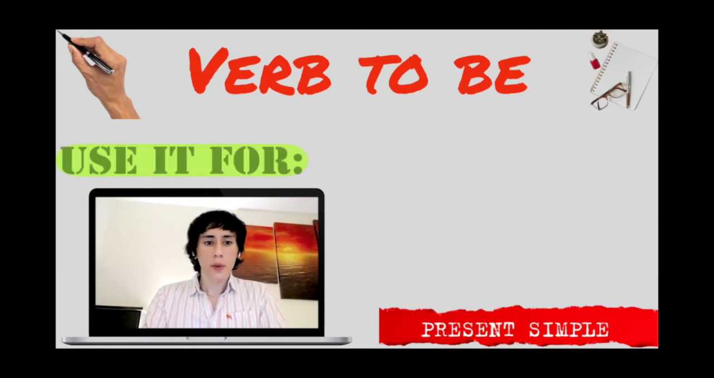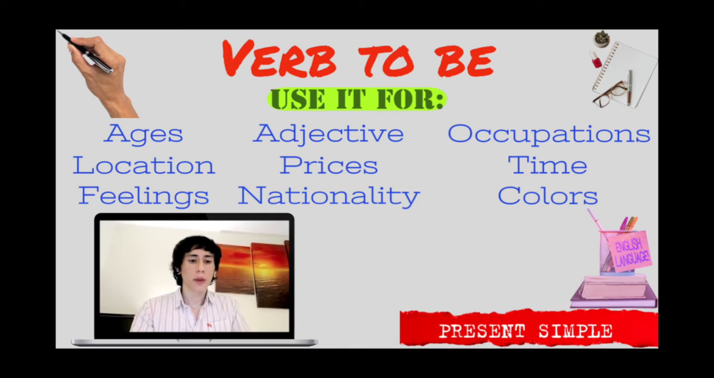For the verb to be, we use the verb to be for ages, to say how old you are. With adjectives, for example, I am tall, I am short, I am smart, I am great. For occupations, for example, she is a doctor, he's a nurse, she is a lawyer.